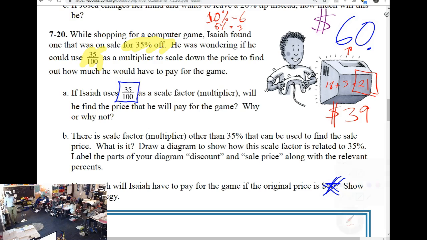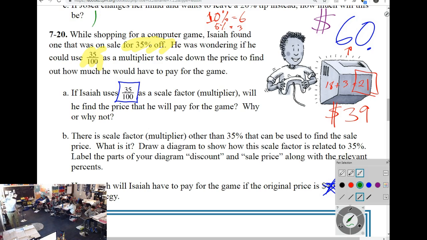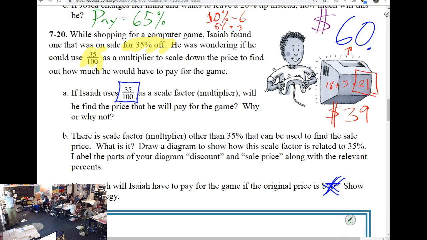Yeah, so instead of trying to find a sale price, you would do 100 minus 35, which gives you 65. So you find 65% of 60. 65% is what we have to pay, right? So if I multiply my 10% by 6, I get 36, plus that $3 still, I get my 39.